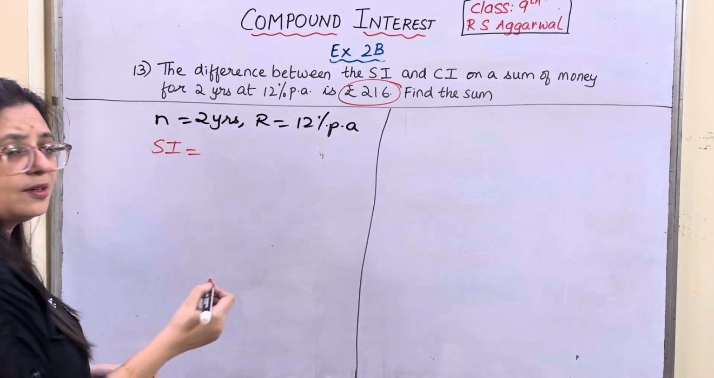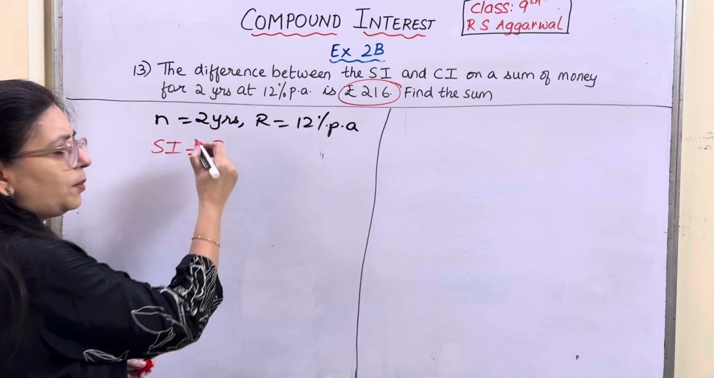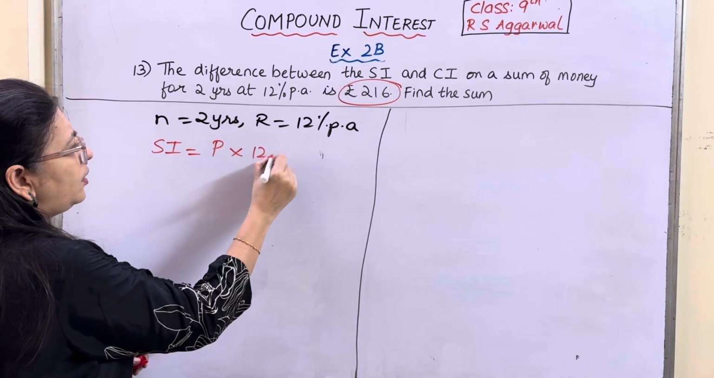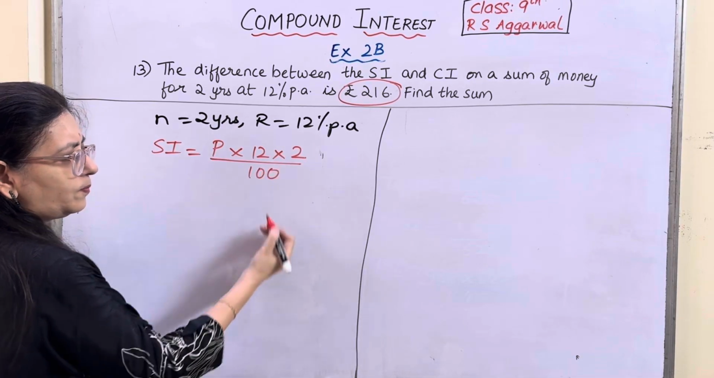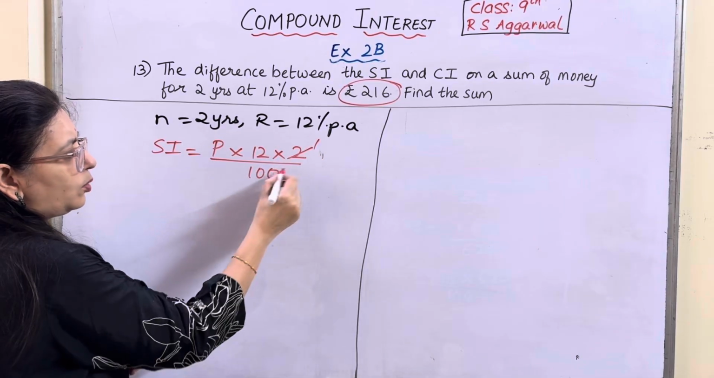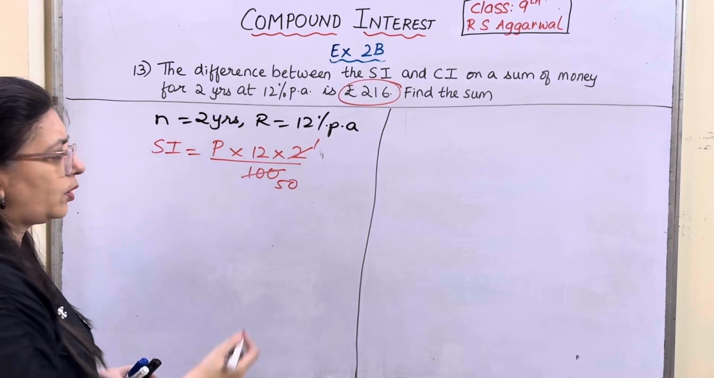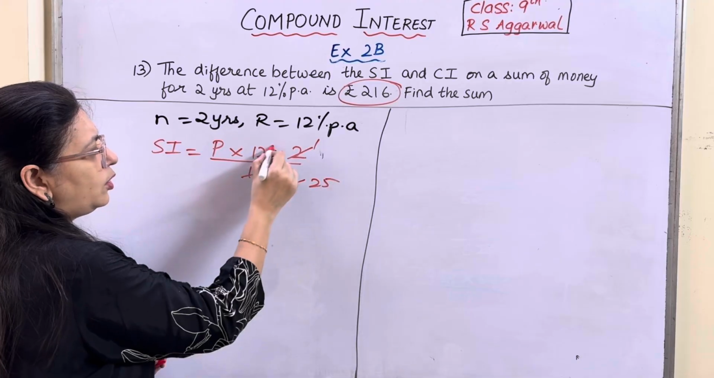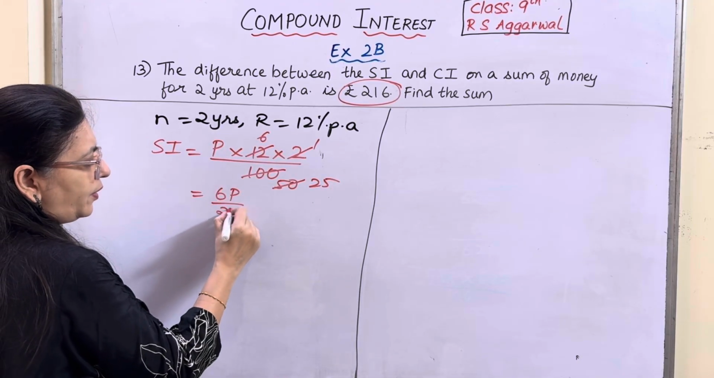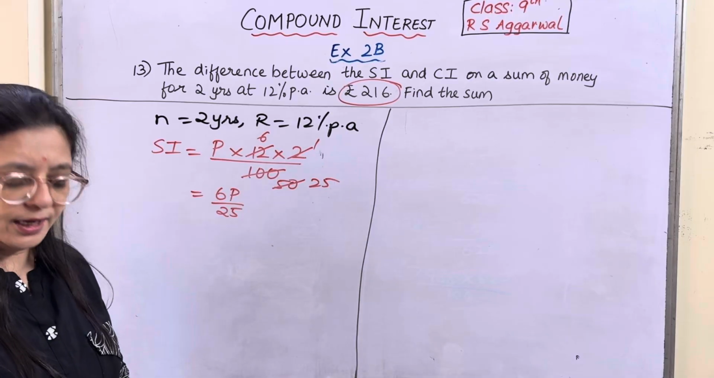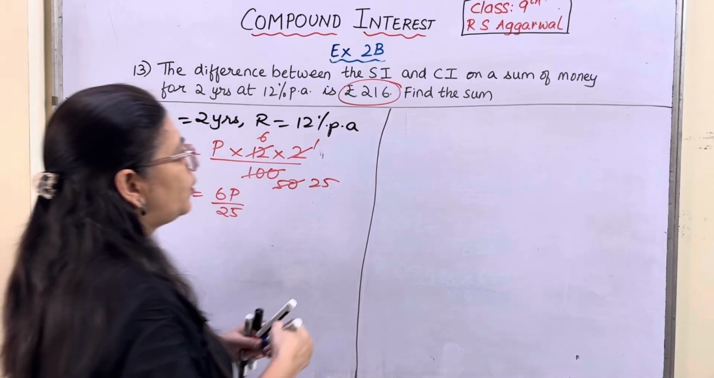Simple interest is P. P is not given, let it be P only, into R into T, which is 2, upon 100. 2 ones are 2, 2 25s are 50, 2 6s are 12. So this is 6P upon 25. This is your simple interest. Now let's find the compound interest.